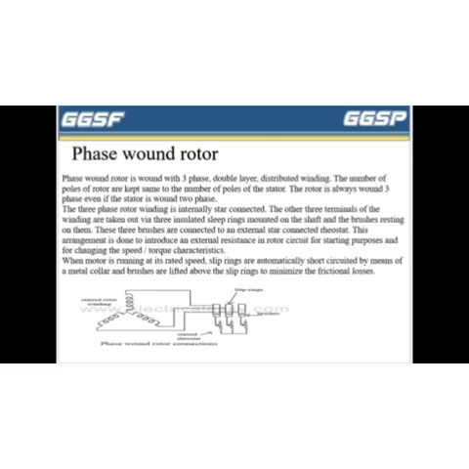These three brushes are connected to an external star-connected rheostat. This arrangement is done to introduce an external resistance in the rotor circuit for starting purposes and for changing the speed-torque characteristics. When the motor is running at its rated speed, the slip rings are automatically short-circuited by means of a metal collar, and the brushes are lifted above the slip rings to minimize frictional losses.